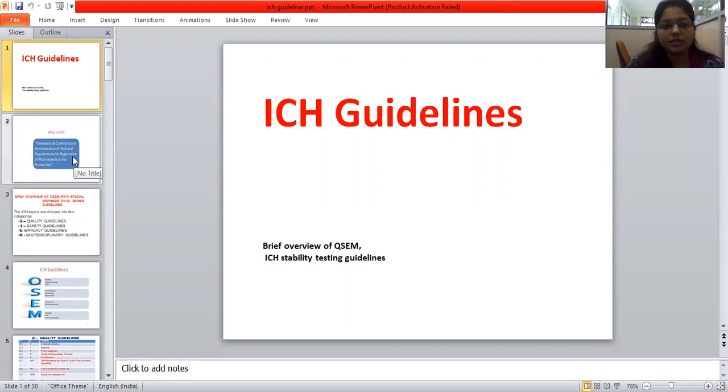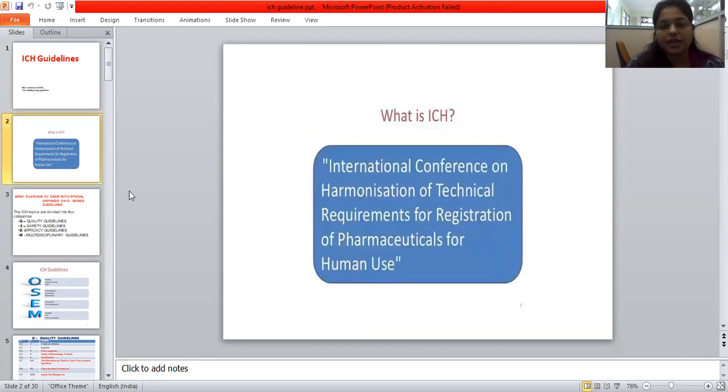So what is meant by the ICH? It is the International Conference on Harmonization of Technical Requirements for Registration of Pharmaceuticals for Human Use. The name itself indicates International Conference on Harmonization, to maintain harmony internationally throughout the world. That's why, since it is the pharmaceutical requirement, we use it directly for human purposes.